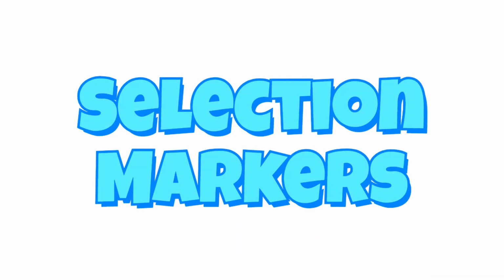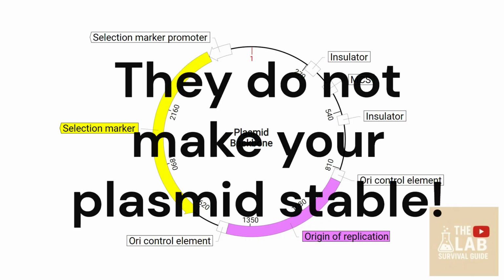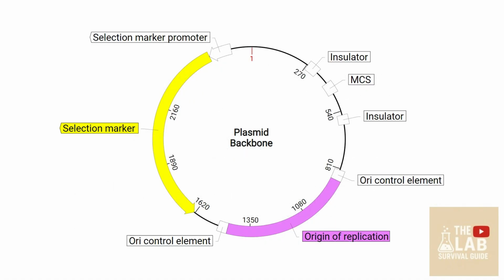Selection markers. The primary purpose of selection markers is to identify and isolate those bacteria that have successfully taken up your plasmid. They are the primary mechanism that determines whether your plasmid persists in a bacterial population, but they do not inherently make the plasmid biologically stable, as plasmids can still be lost or undergo mutations.